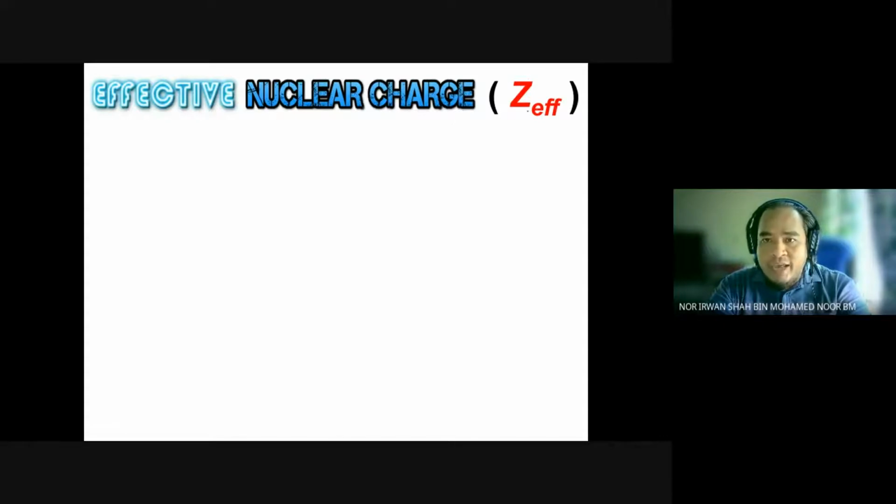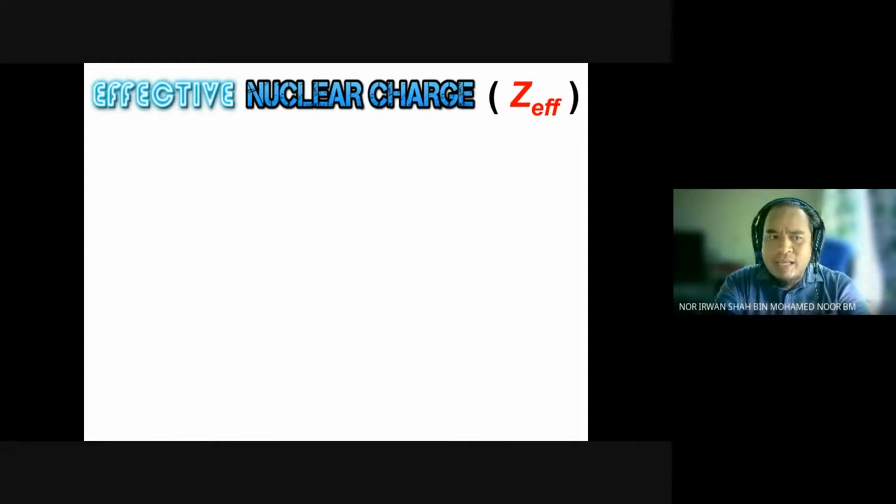Kalau sini J, nanti you guys akan sebut apa? JEF. Kan? Jangan sebut macam tu. Sebutan ni, the correct pronunciation is effective nuclear charge, bukan ZEF. Jangan sebut ZEF. Effective nuclear charge. Okay, now let's look at what is the difference between effective nuclear charge dengan nuclear charge.